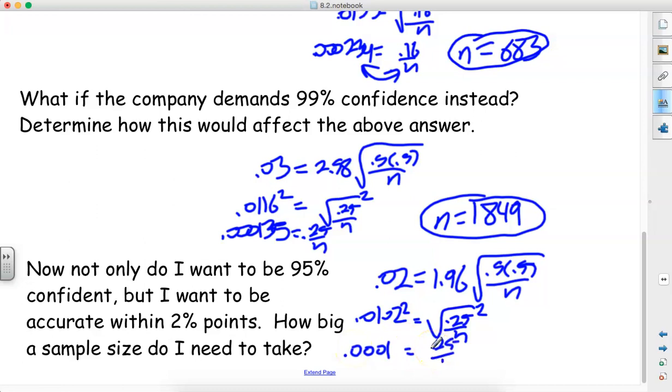And then we're going to divide 0.25 by that. 0.25 divided by, and I'm going to hit second answer on my calculator. And that gives me exactly 2,401 people. So that's how many I would have to survey to have a 2% margin of error, which again makes sense. The smaller the margin of error means you need to survey more people, right? If you want to be off by less, you got to survey more people.